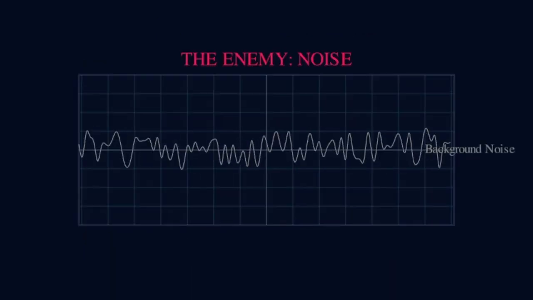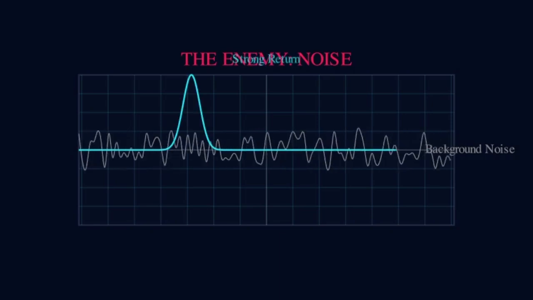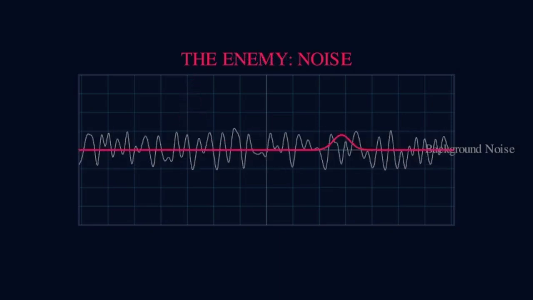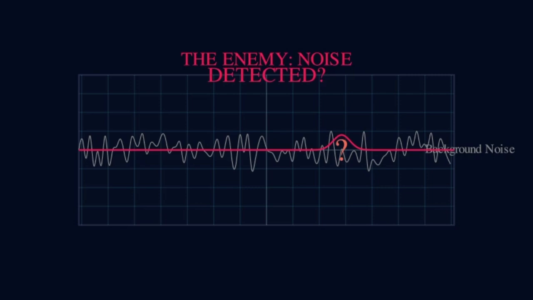The sky isn't silent, it's filled with background noise. For a radar to see, the returning echo must be stronger than this noise floor. If the signal drops below this chaotic threshold, the target becomes effectively invisible.